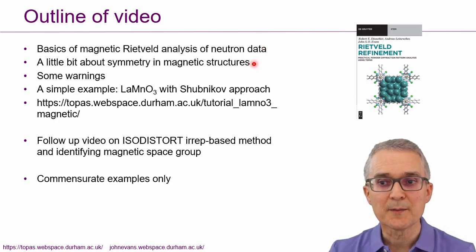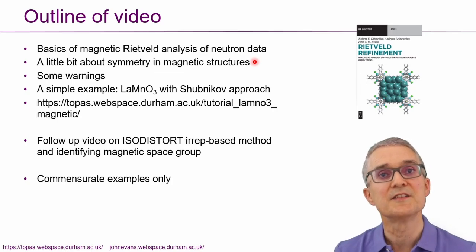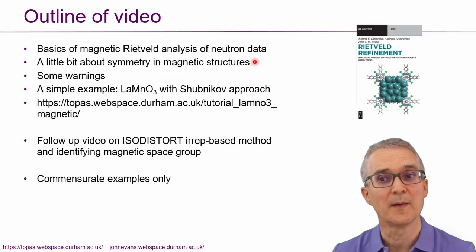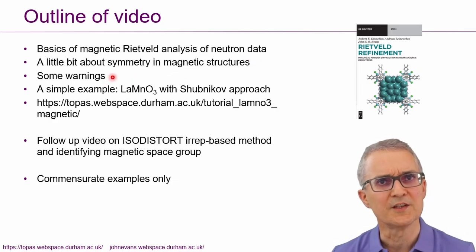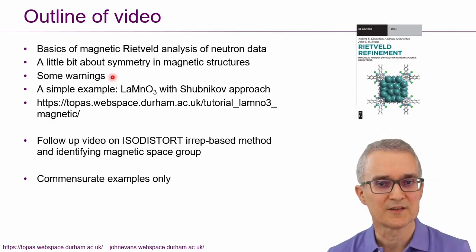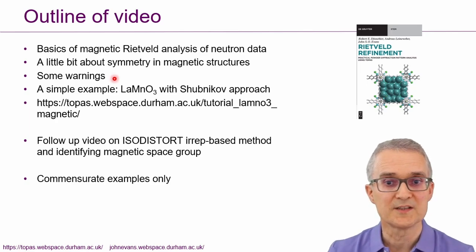I want to say a little bit about the ideas of symmetry in magnetic structures, because understanding the symmetry of magnetic structures is often one of the big hurdles to starting off in magnetic crystallography. So we'll go through some of those ideas. I'll give you a few warnings about some of the pitfalls that you might encounter when you're doing a magnetic Rietveld analysis, some of the problems that you can get into. And then we'll look at a simple example.